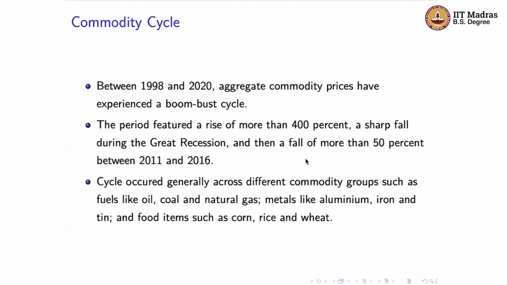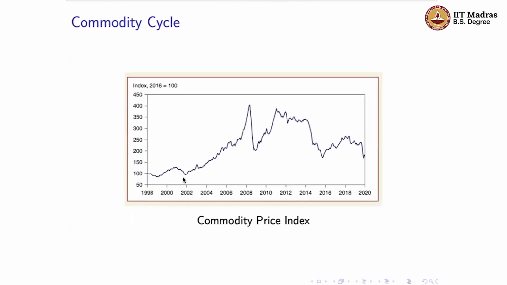Okay, so what are these commodities that we are talking about? These are things such as fuel, such as oil, coal, and natural gas. It includes metals such as aluminum, iron, and tin, and also food items such as corn, rice, and wheat, right? So this index, you can think of as a combination of these different entities.